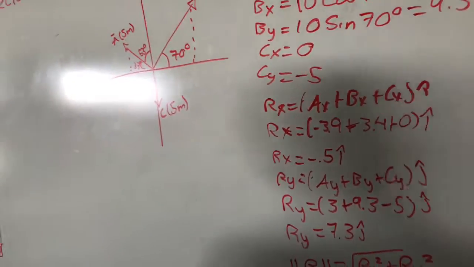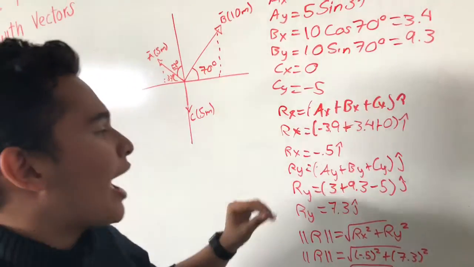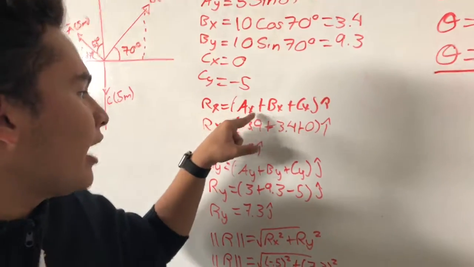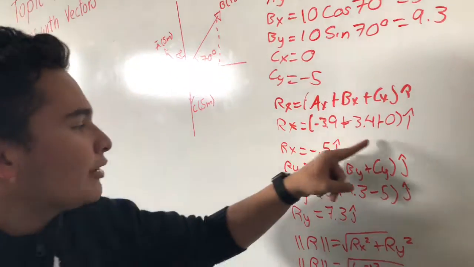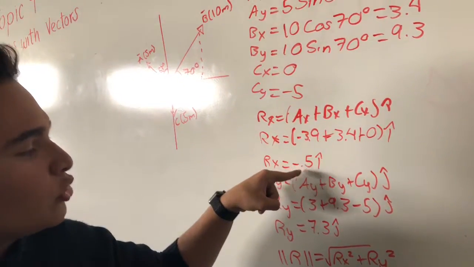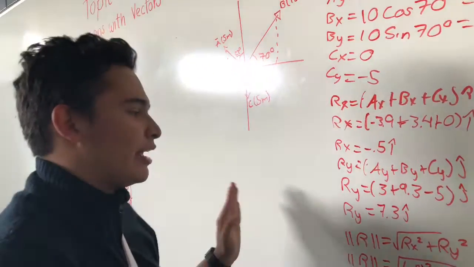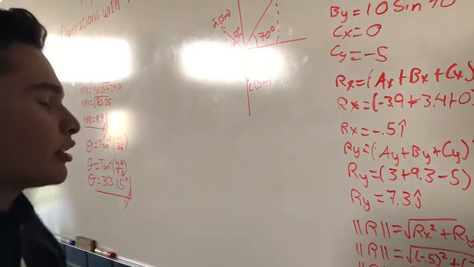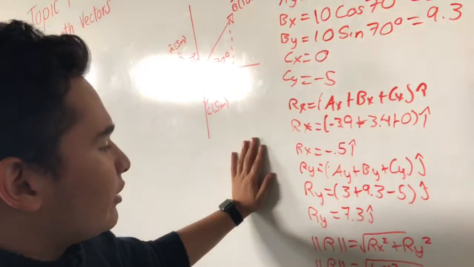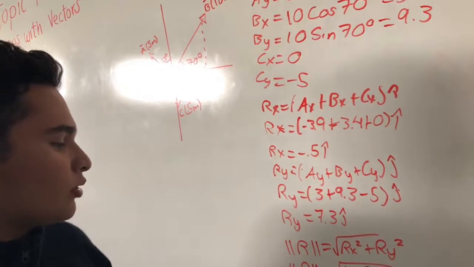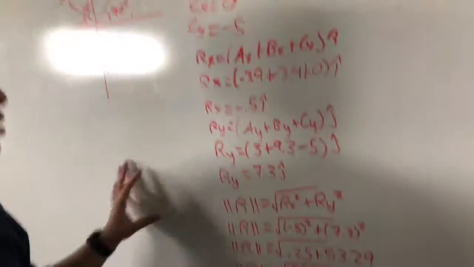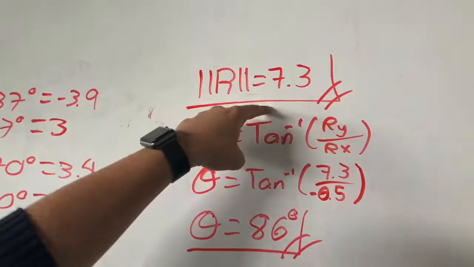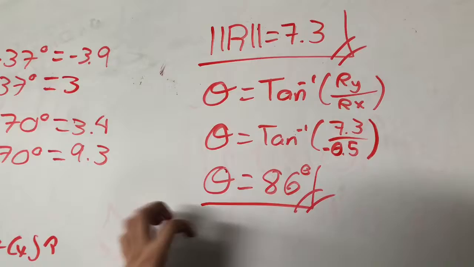Now, to get the Rx, you have to add all the values, that is Ax, Bx, and Cx. You add them and you are going to have minus 0.5 in the x direction. To get the Ry is the same, so you use the same method as before and you are going to get to the maximum resultant 7.3 and for the angle 86 degrees.